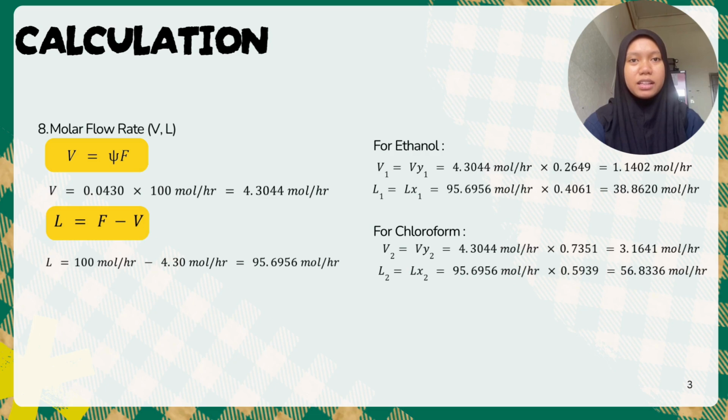Molar flow rate: this leaves us with a high liquid flow of 95.7 mol per hour and a tiny vapor stream. While this low temperature yields high purity vapor, the actual production volume is far too low for commercial use.